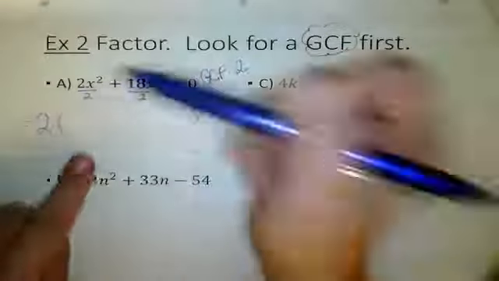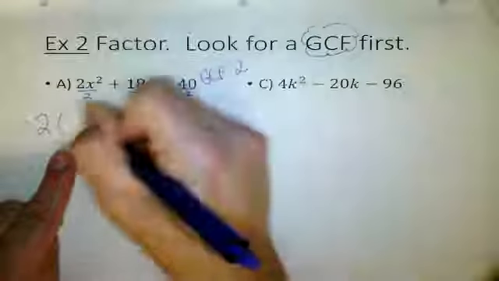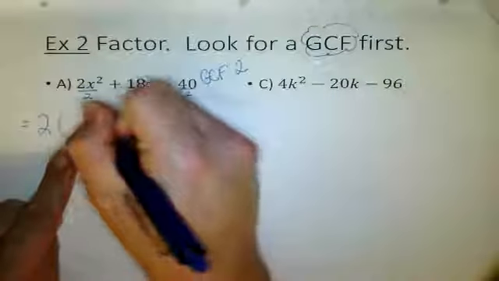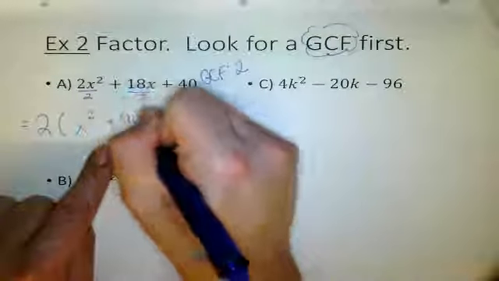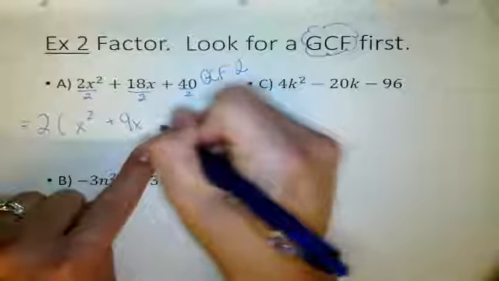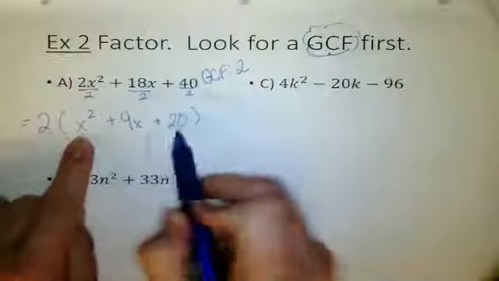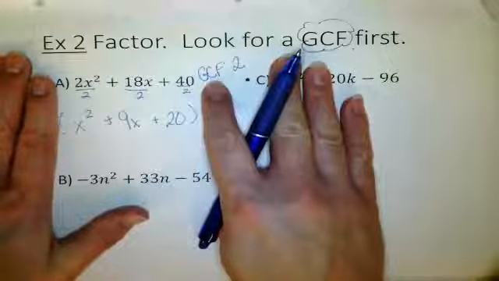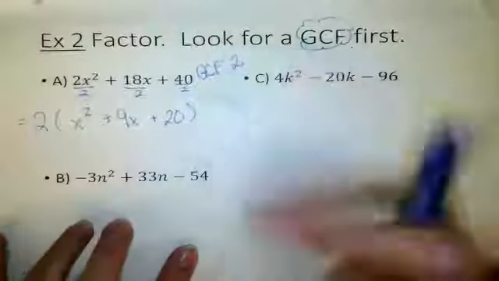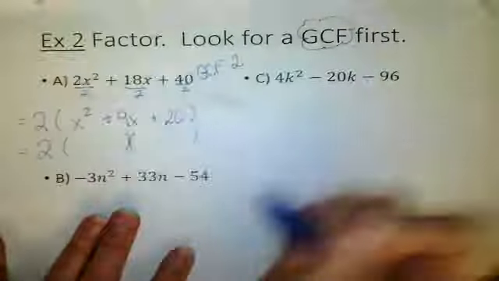Because when we do that and clean up, what is 2x squared divided by 2? Just x squared. And 18x divided by 2? 9x. And 40 divided by 2? 20. Now, what we have left over inside the parentheses is a trinomial that we can try to double bubble. So now this 2 is hanging out in front.